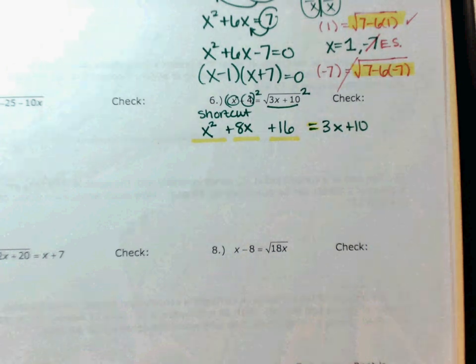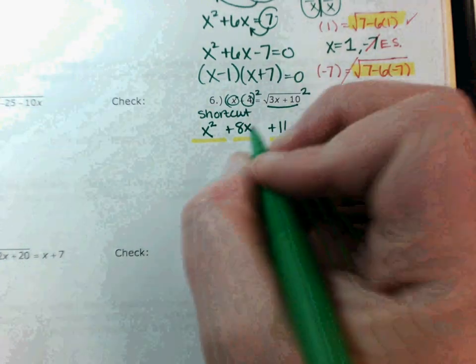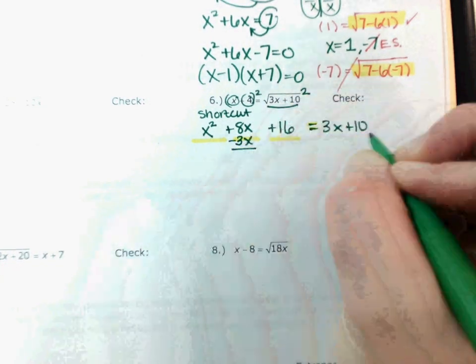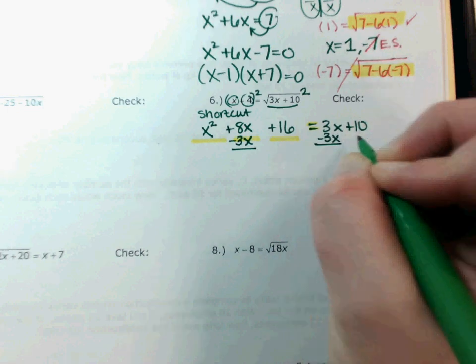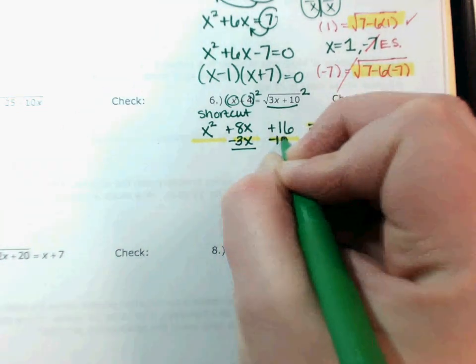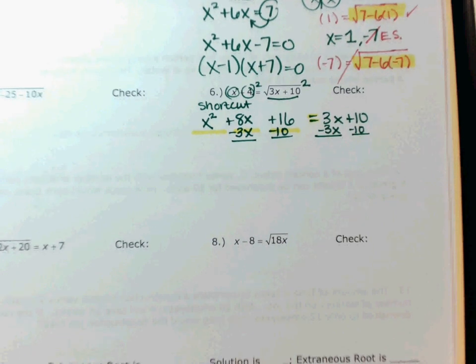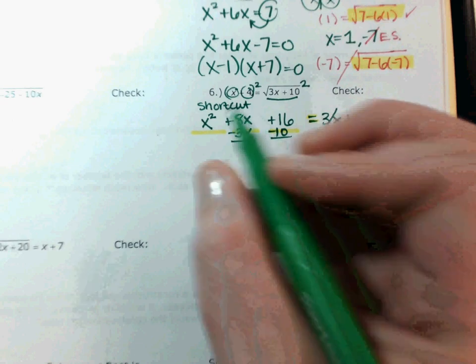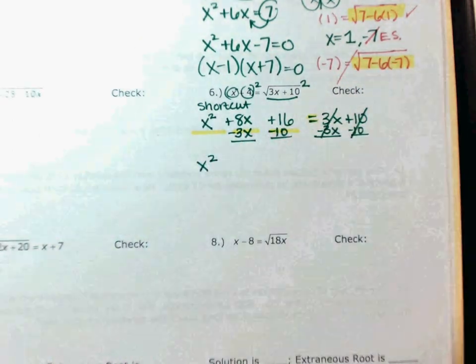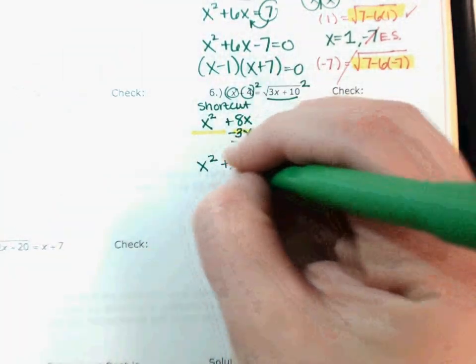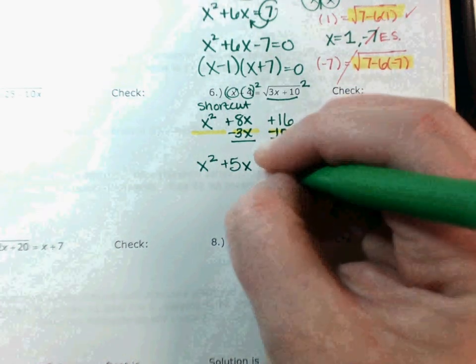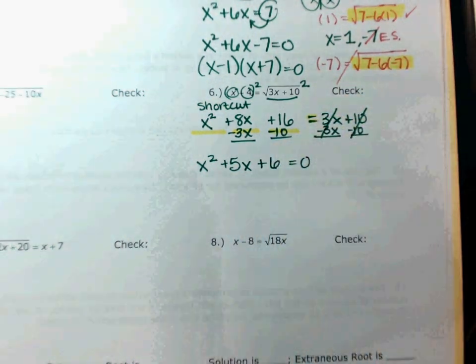Okay? And then from there, if I have an x squared and an x, I know I'm going to end up having to t-chart. So I'll have to minus my 3x over, and then I'll have to minus my 10 over. Now, you can do that in 2 separate steps if you want to, or you can just do it in one big step. Okay? So, these guys both cross out. I have x squared plus, what's 8x minus 3x? 5x left over, and then 16 minus 10 is 6.